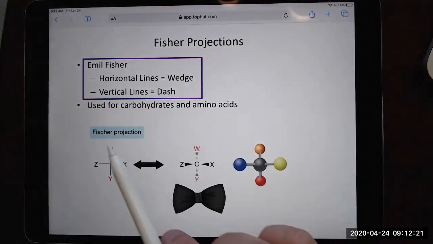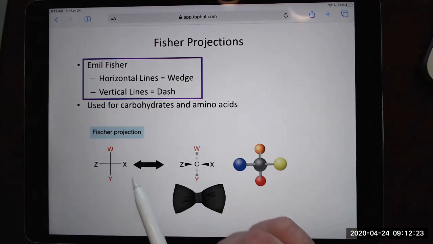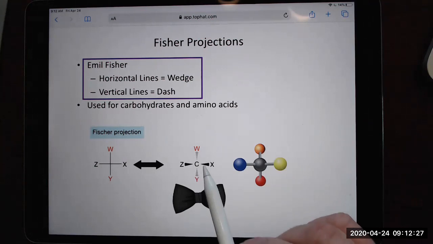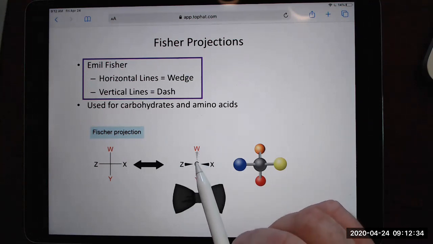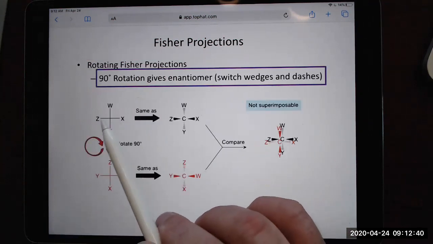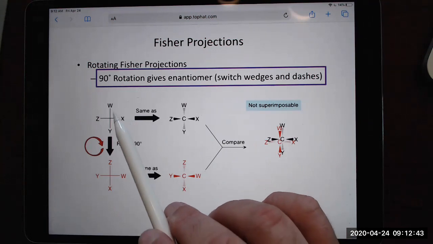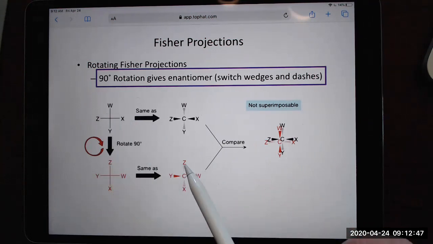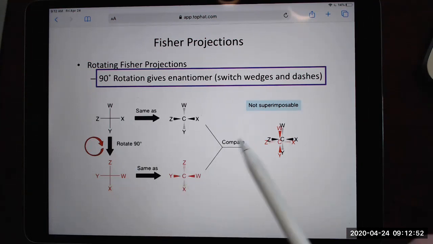Okay, so for Fischer projections, what you have to remember is that the horizontal lines are the wedges. The vertical lines are all dashes. So if you rotate a Fischer projection 90 degrees, what you've done is you've flipped the wedges and dashes. When you do that, you've made the enantiomer.